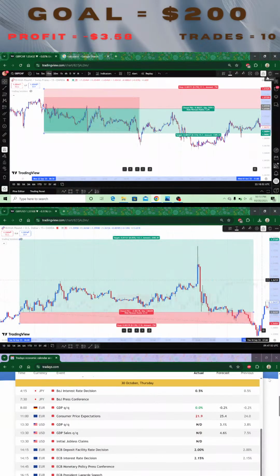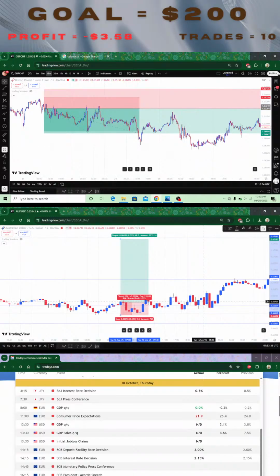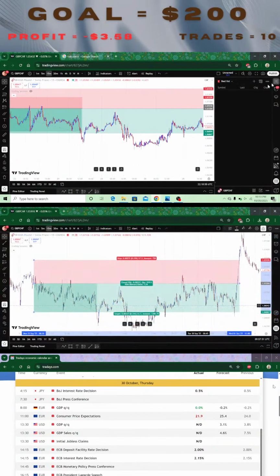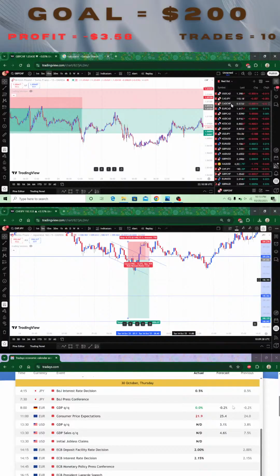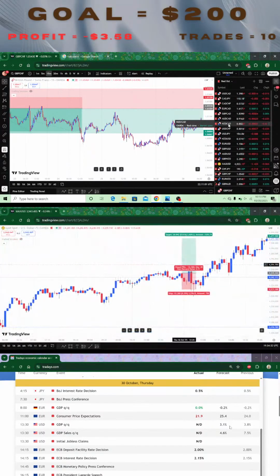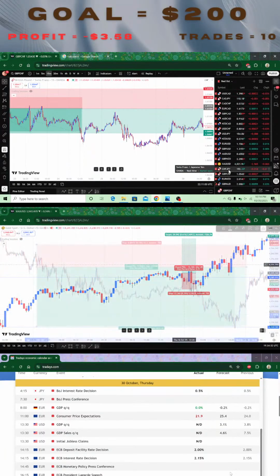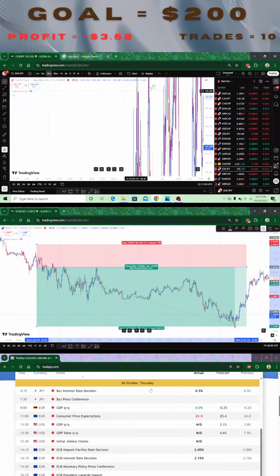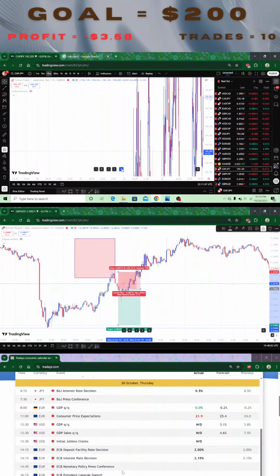CHFJPY. Where is CHFJPY? For goodness sake, where are you? Okay, there you are. Now CHFJPY, I think this was where it's not too old now.